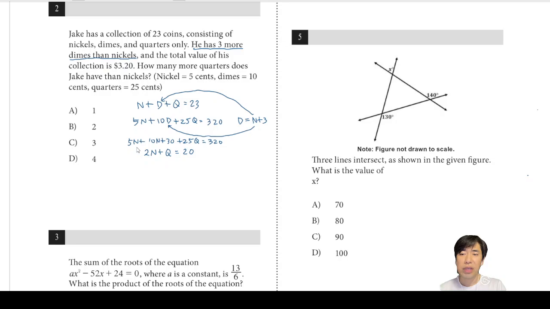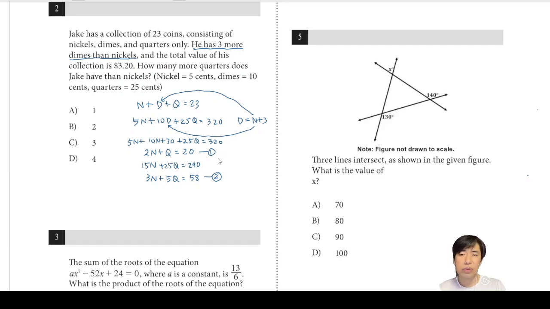So if you rearrange the terms, that's 15N plus 25Q is equal to 290. And this second equation can be simplified, if you divide each side by 5, to 3N plus 5Q is equal to 58. So that's the first equation, that's the second equation.